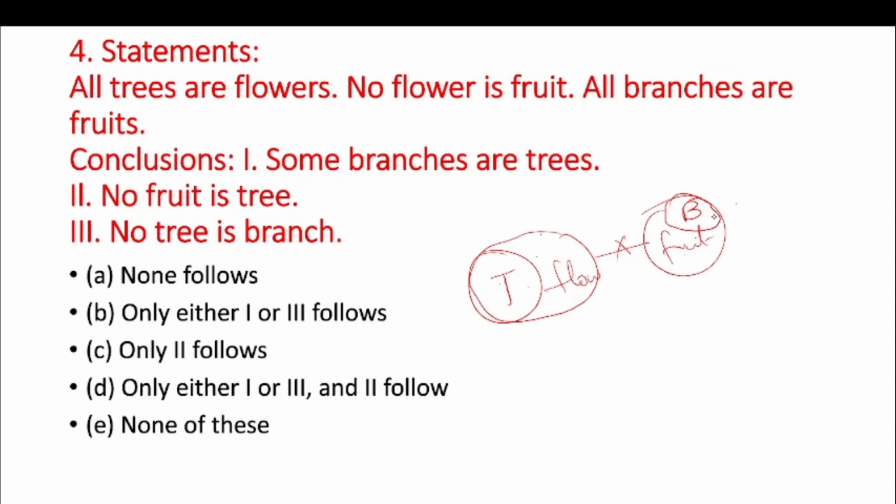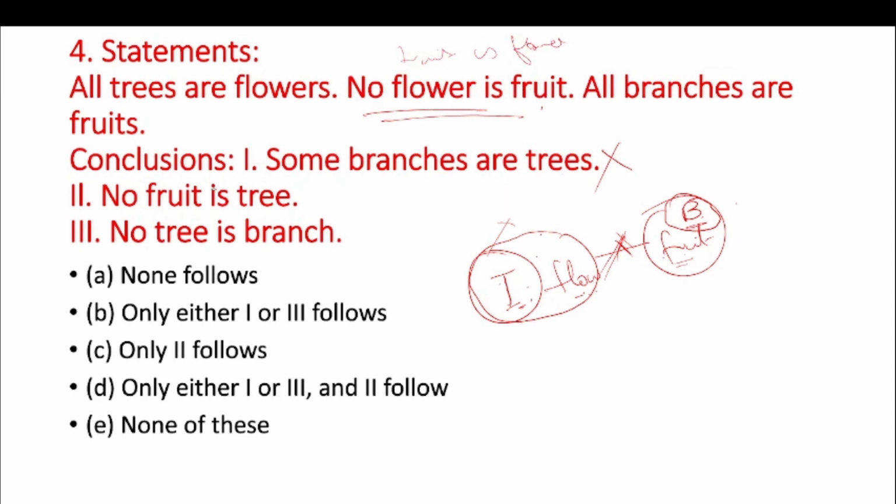Some branches are trees. Branch is here, tree is here. If you see, branch is part of fruit and tree is part of flower, and a flower and fruit can never be the same. So some branches can never be trees. So the first conclusion, some branches are trees, is wrong, right? Branches can never be trees because branch is a part of fruit and trees are part of flower. Flower and fruit can never be the same because it's given in the statement. No flower is fruit means it implies no fruit is a flower. So either way, it's not satisfied, right?